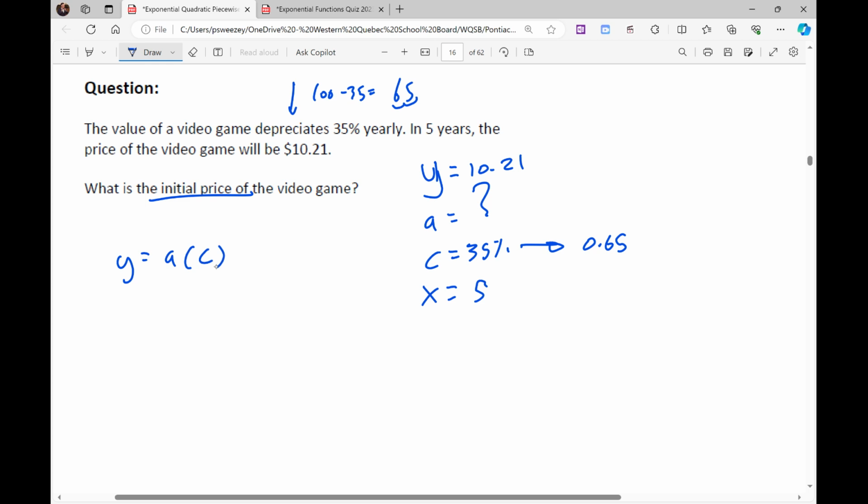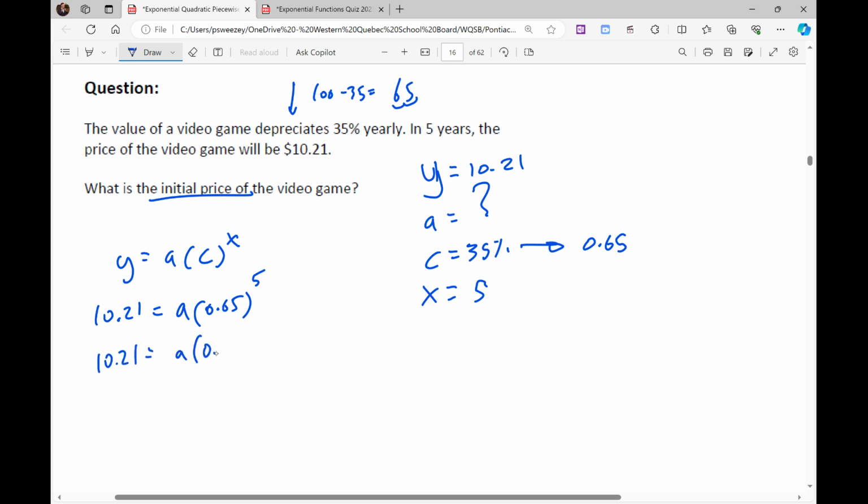Y, A, C, X. So what does this look like now? I'm just going to plug in the things that I know. I've got 10.21. I've got an A. I've got a 0.65, and I've got a to the power of 5. So in terms of calculation, what would I do first if I think of order of operations from grade 7? You can do it all in one, or I can go 0.65 to the power of 5 and get some sort of crazy number.